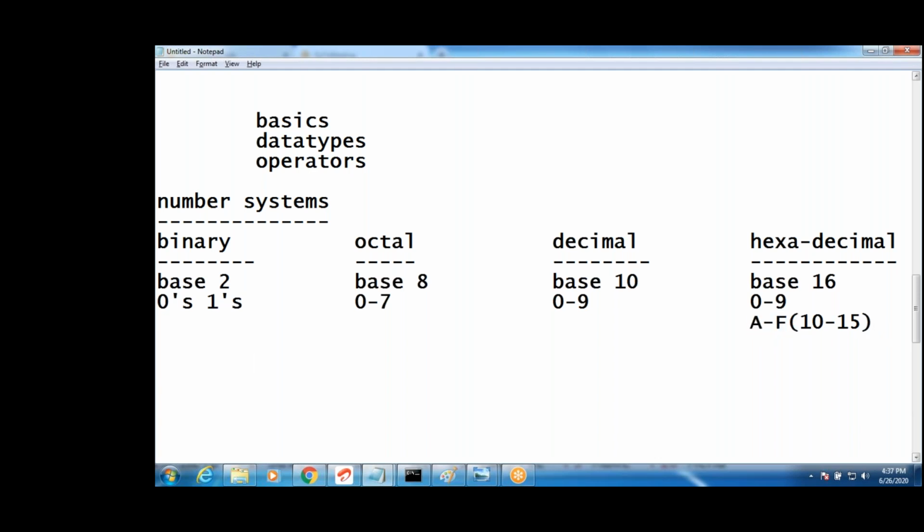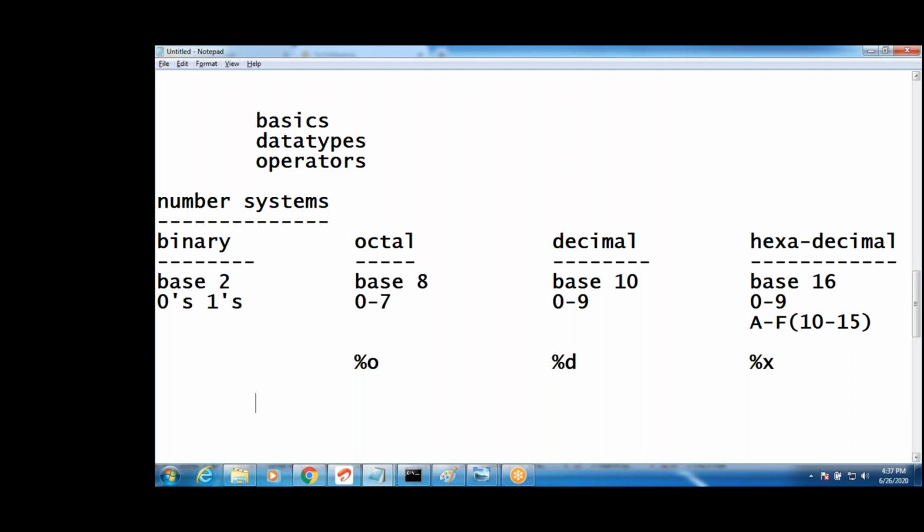What is the format specifier to print octal? Percent O. What is the format specifier to print decimal? Percent D. Hexadecimal, percent X. Okay, we have 3 formats: octal, decimal, and hexadecimal, guys. Octal is percent O, decimal is percent D, hexadecimal is percent X.